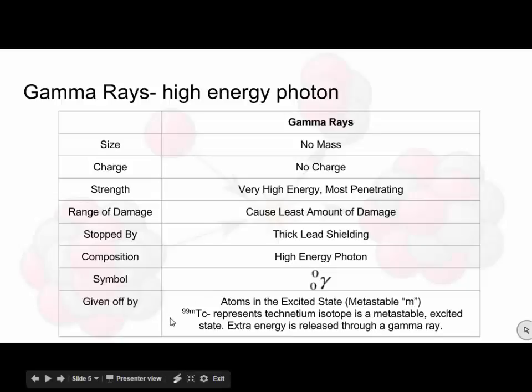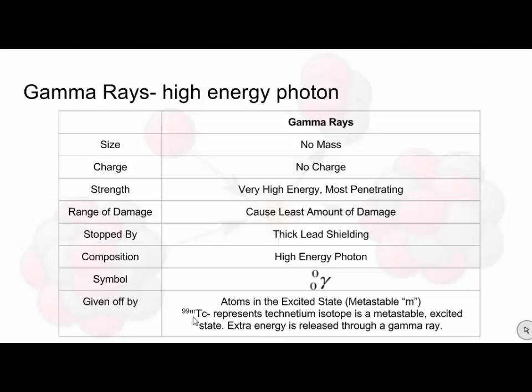And so here would be what the symbol looks like. So 99M. That M tells you that the atom is in an excited state, and so it has all this extra energy. Think of it like a kid that's on a bunch of sugar, so they're really high energy.